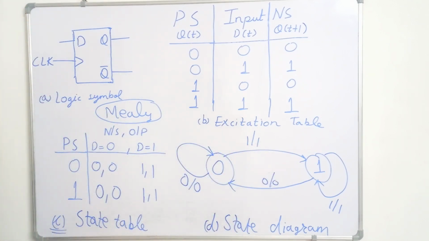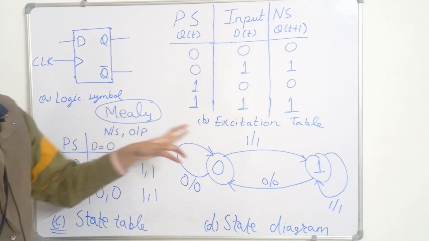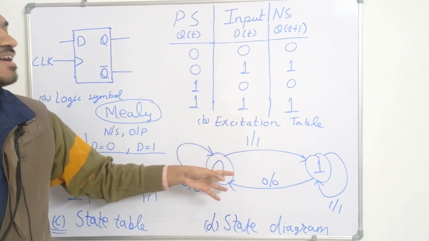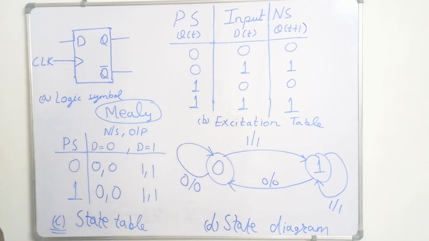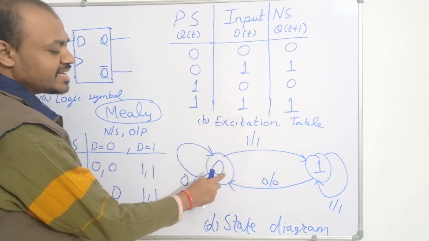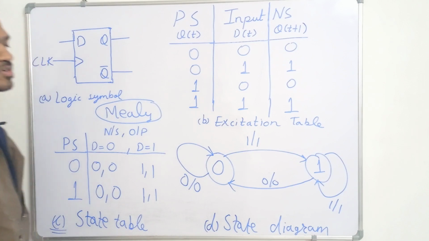So this is the state diagram of D flip-flop using Mealy machine. Okay, it is the Mealy machine implementation of a simple D flip-flop. So as we can see in a Mealy machine, the output depends on the present state as well as the present input, current state as well as the current input.